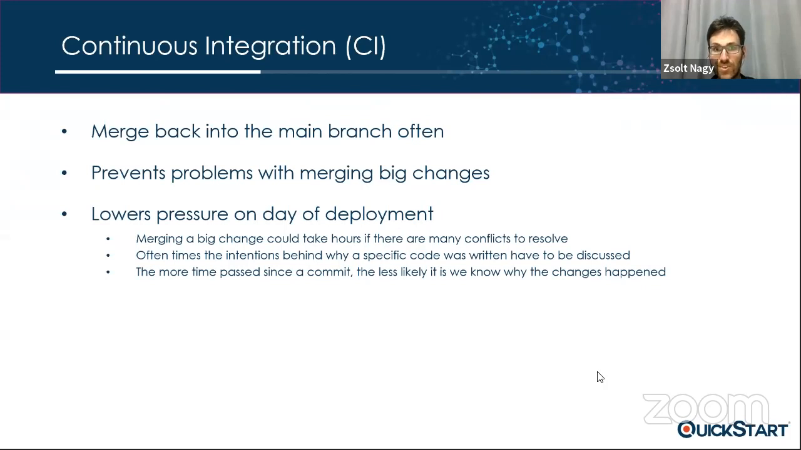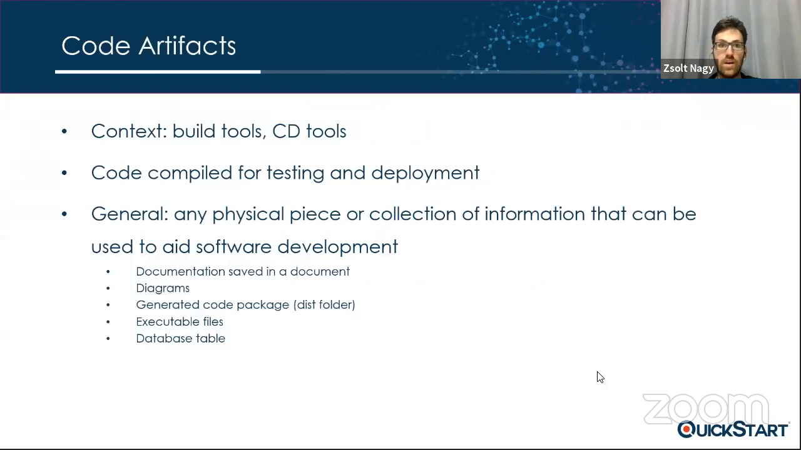So integrating your code, making sure that your code is in a deployable state. Well, not necessarily deployable, but at least all the features that have been developed and all the incremental developments end up in the main branch, and you detect conflicts as early as possible and as often as possible. Before introducing the CD part, let's introduce another concept called code artifacts.